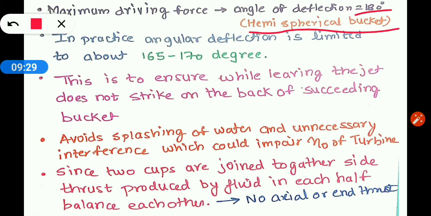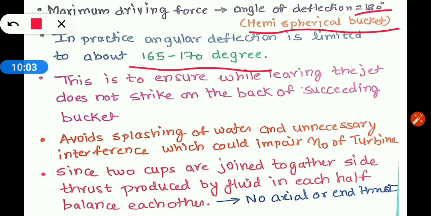Now why are we not using hemispherical buckets, or an angle of deflection of 180 degrees? Because of that angle of deflection, the jet will come out in exactly the opposite direction to that of the impinging jet. So it will hit the back of the succeeding bucket. That is impracticable, and that's why hemispherical buckets are not used. We use cup shaped, spoon shaped buckets, which have an angle of deflection of 165 to 170 degrees.